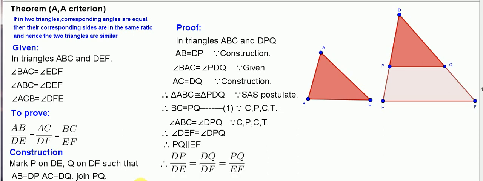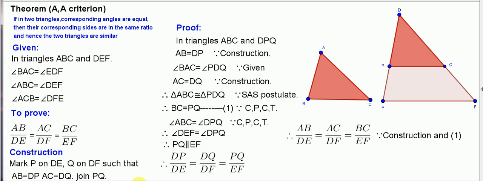Therefore, DP by DE equal to DQ by DF equal to PQ by EF. Therefore, AB by DE is equal to AC by DF is equal to BC by EF because AB equal to DP, AC equal to DQ and BC equal to PQ by equation 1. So therefore, triangle ABC is similar to triangle DEF.